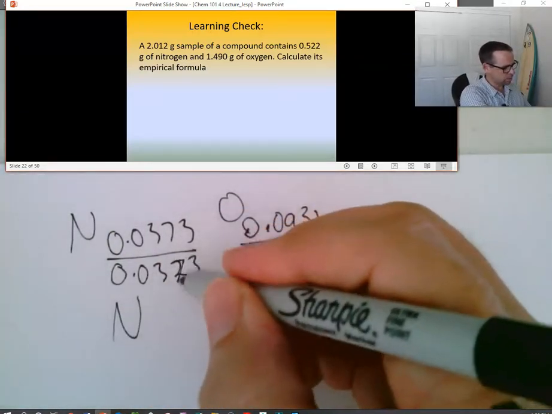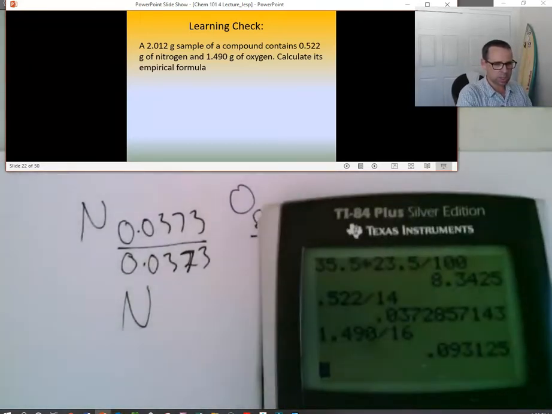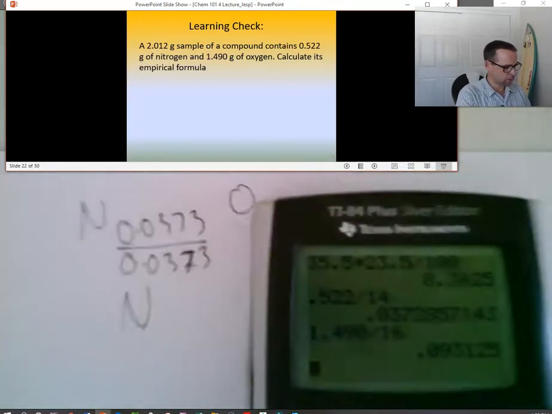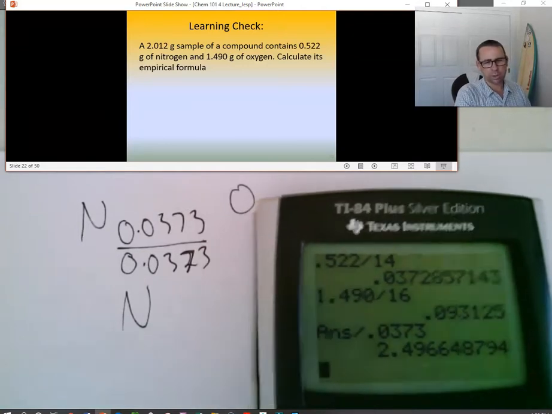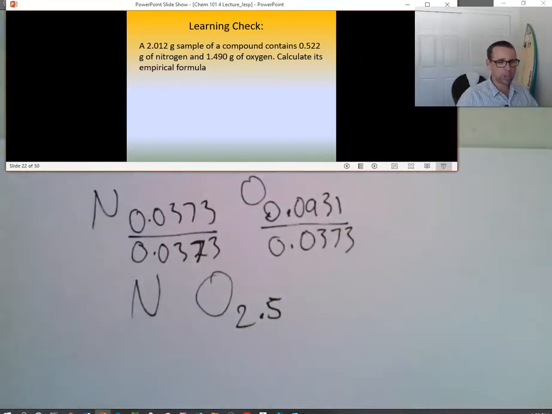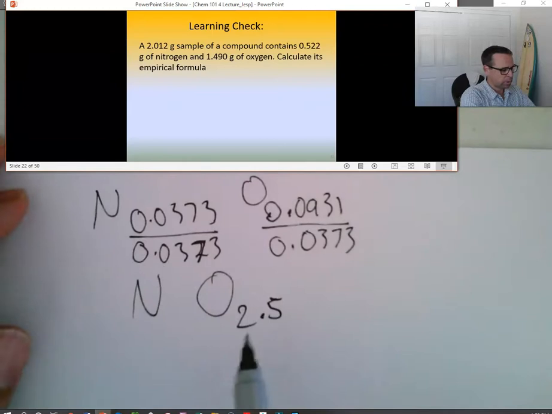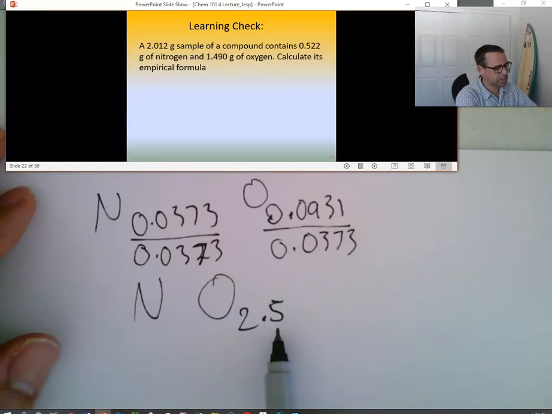So then we got N, that's going to be 1. Whoops, 0.0373 there. N, 1. Now I'll do the oxygen side, 0.0931 divided by 0.0373, and that's 2.49, which is close to 2.5. Very good. Now, I'm still not quite there at whole numbers, but it's pretty clear what I can do to get to whole numbers now, right? What could I do to get 2.5 to be a whole number? Double it? Yeah, that's right.